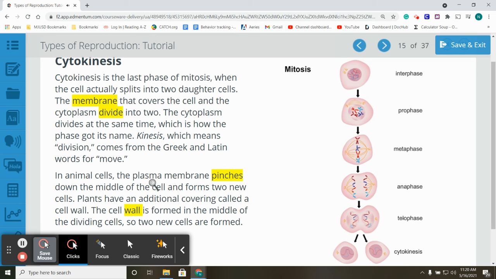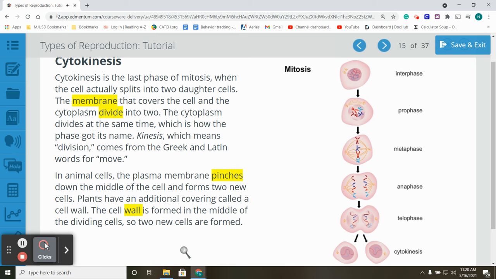In animal cells, the plasma membrane pinches down the middle of the cell and forms two new cells. Plants have an additional covering called a cell wall. The cell wall is formed in the middle of the dividing cells, so two new cells are formed.